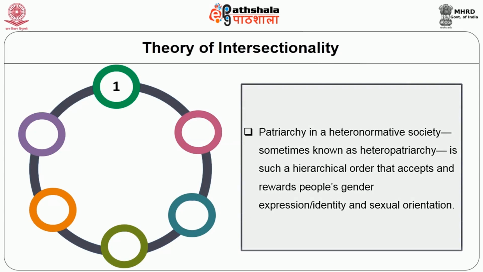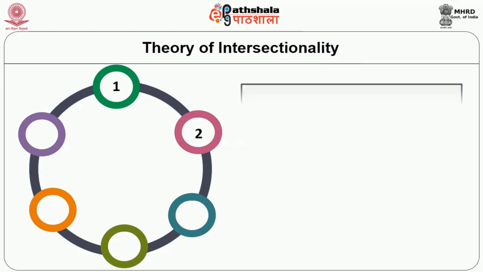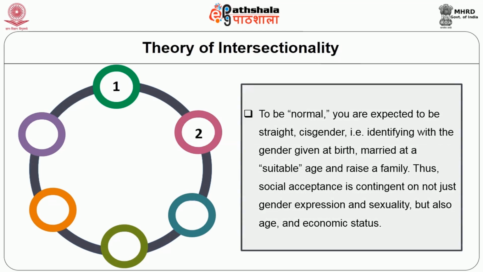Patriarchy in a heteronormative society, sometimes known as heteropatriarchy, is a hierarchical order that accepts and rewards people's gender expression, identity and sexual orientation. To be normal, you are expected to be straight, cisgender, that is identifying with the gender given at birth, married at a suitable age and raise a family. The social acceptance is contingent on not just gender expression and sexuality, but also age and economic status.